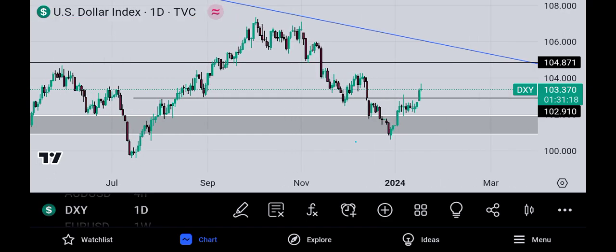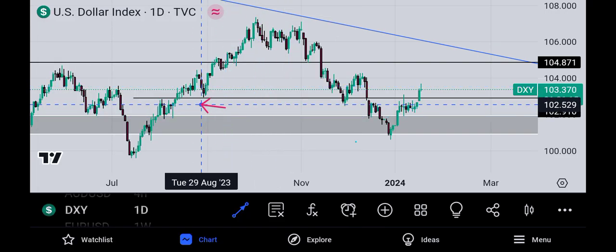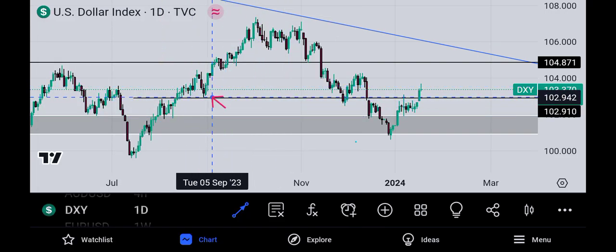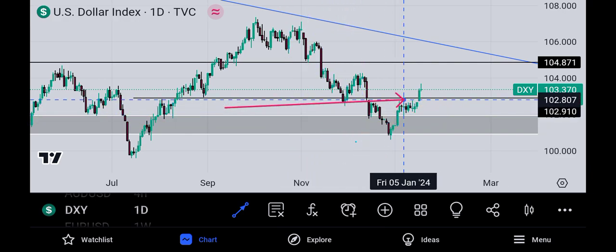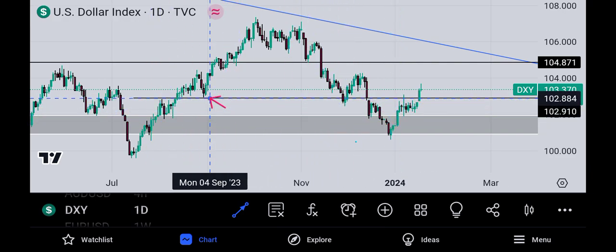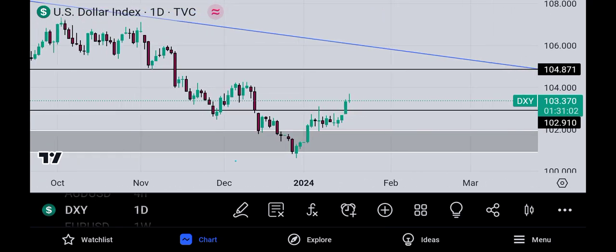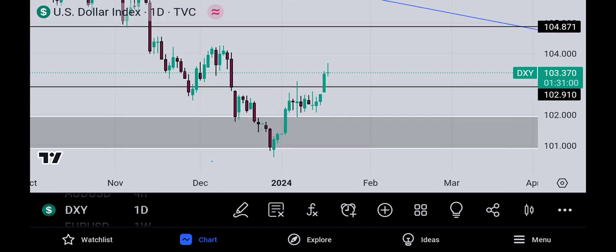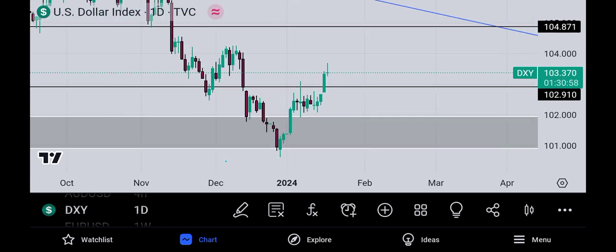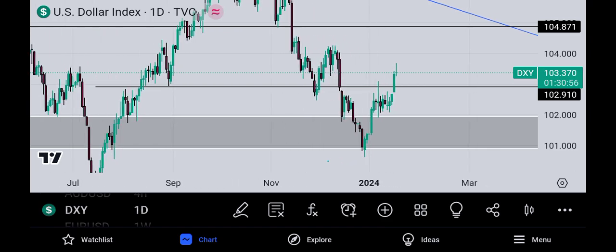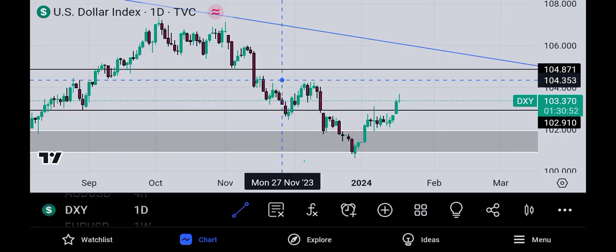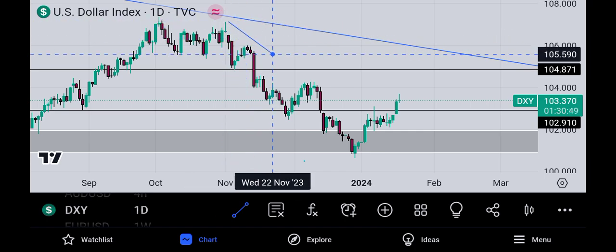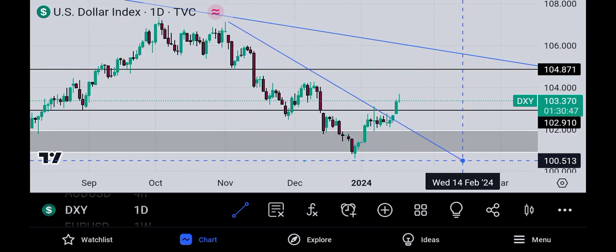Yes, as you can see, there is a touch here, then touch here, here. So this is a minor zone. Then currently the market has already broken the zone to the upside. So how am I going to take opportunity of this buy move that is already going on DSY? And as you can see, DSY has already broken this trend line.